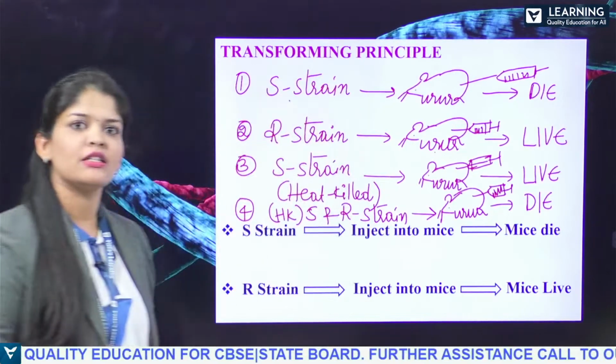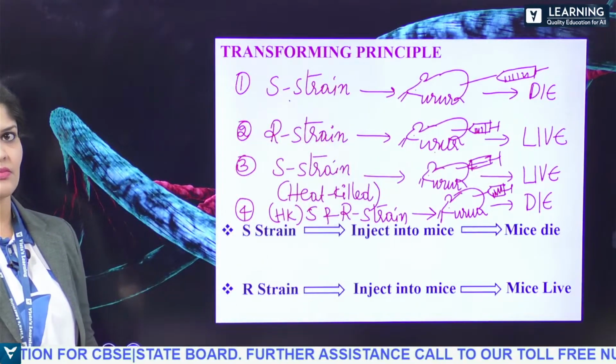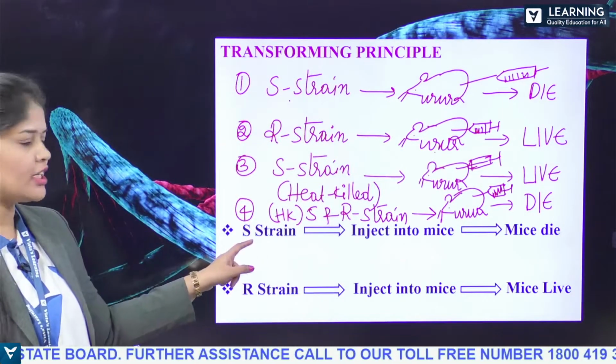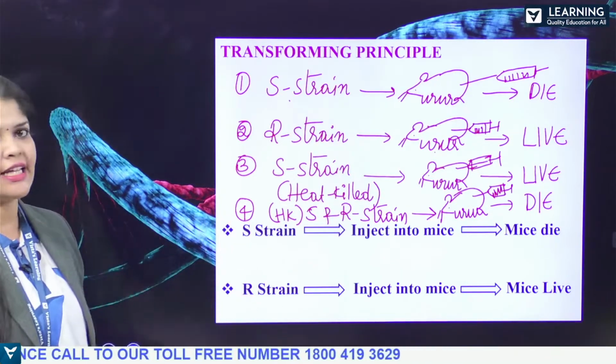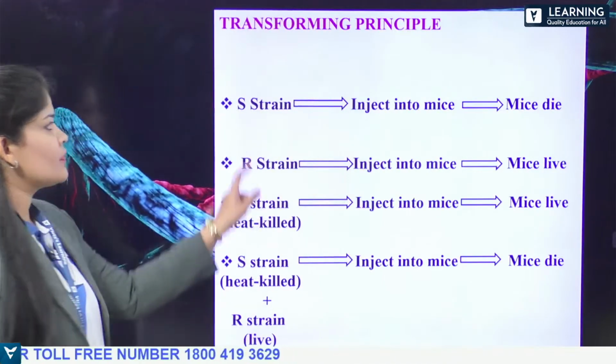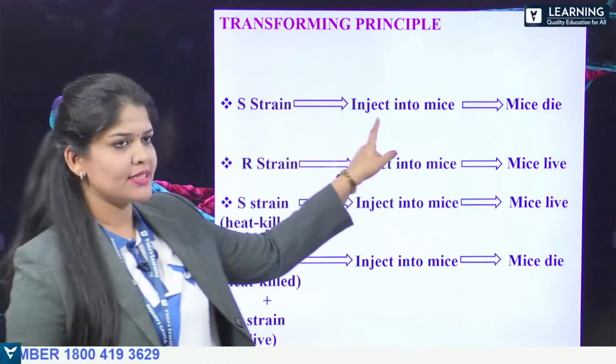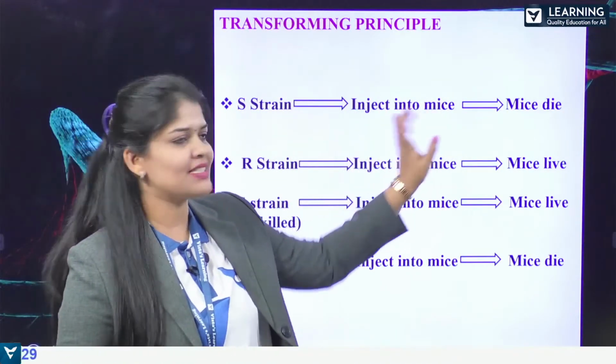The reason here, so the simple thing: four series of experiments, where in the first series he took the S strain, injected it into mice, pneumonia was produced, and the mice die.